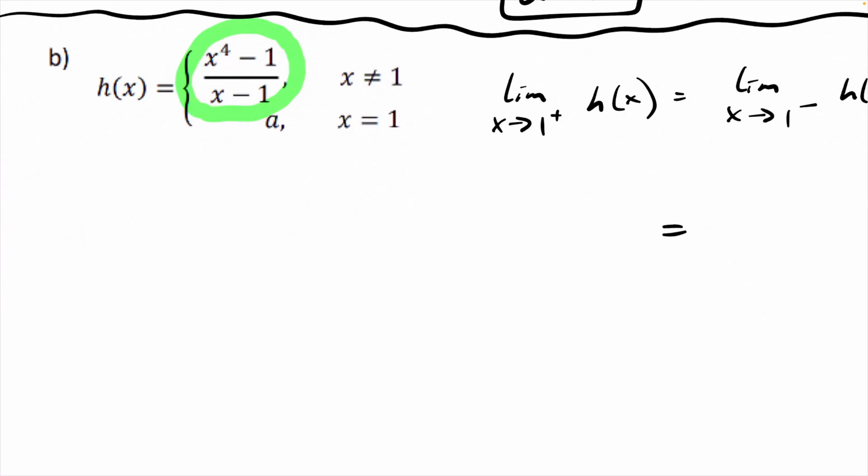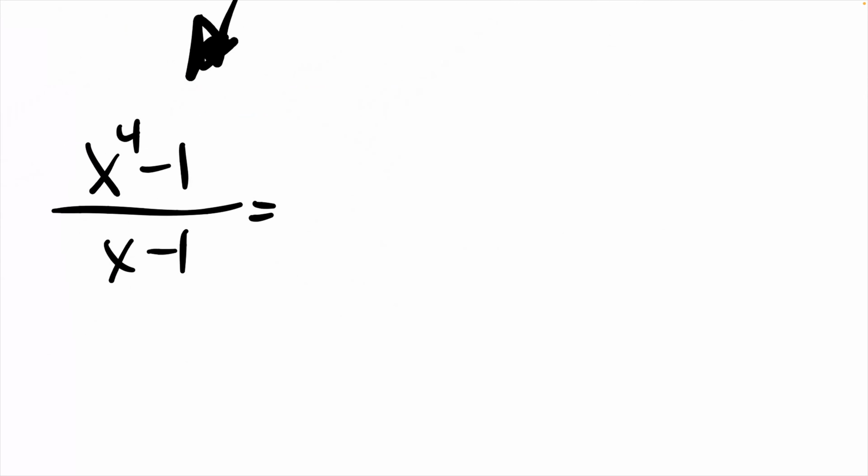So let's take a little detour here. So I have x to the 4th minus 1 over x minus 1. The way we factor binomials is we ask 2 questions. The first question is, is there a GCF? For the top, is there a greatest common factor besides 1? Is there anything I can divide x to the 4th and negative 1 by besides 1? No.